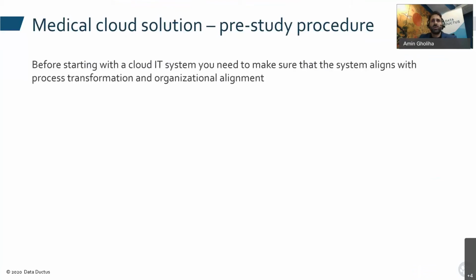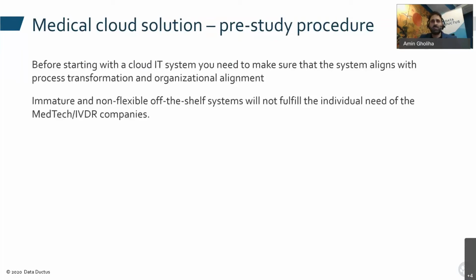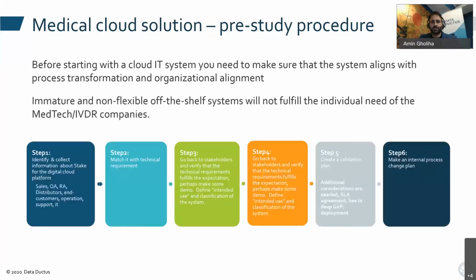Before starting with a cloud IT system, you need to make sure that the system aligns with process transformation within your organization and organizational alignment. This is extremely important. Many times, an immature and non-flexible off-the-shelf system will not fulfill the individual needs of medtech and IVDR companies, and also pharma companies as well.